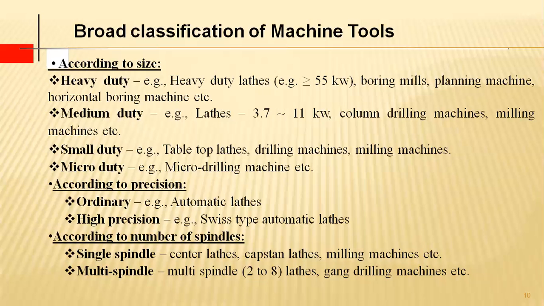According to the number of spindles, single spindle and multi-spindle, the lathe machines are further subclassified. In the case of the single spindle, the central lathe machines, capstan lathe machines, and milling machines play a major role for working. In the case of multi-spindle, 2 to 8 lathes will be operated simultaneously, or nominally, gang drilling machines also play a major role.